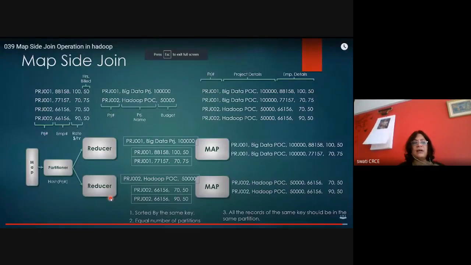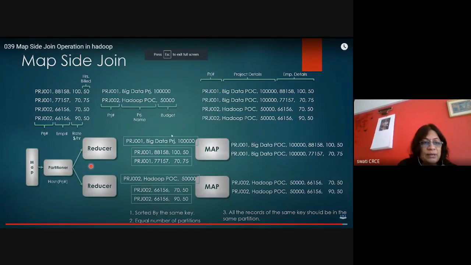So here I'm just showing you one example of what the input and the output are, and then we will see how it is done. Right now I'm not explaining how the reducer and mapper work or what the pseudo code is. I'm just telling you what will be the input and what will be the output for the map side join.